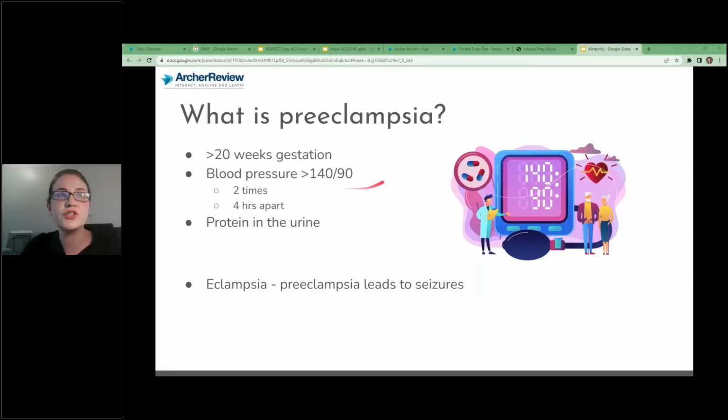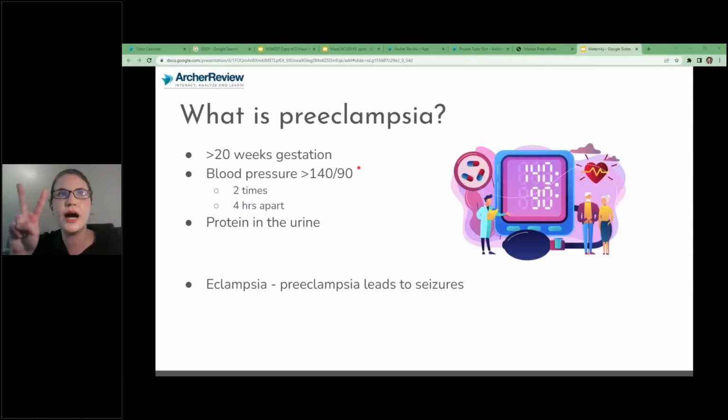But if you have a patient whose blood pressure is rising after 20 weeks, we know that the placenta is big enough at that point and it's releasing enough hormones that that's the point where it's probably being caused by the pregnancy. And it can't just be one high blood pressure.